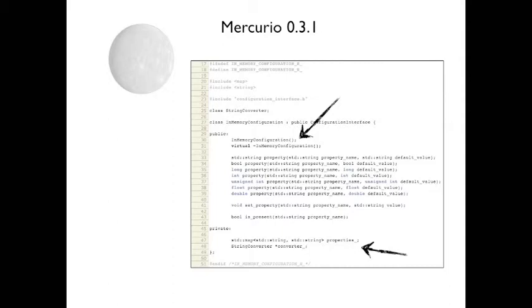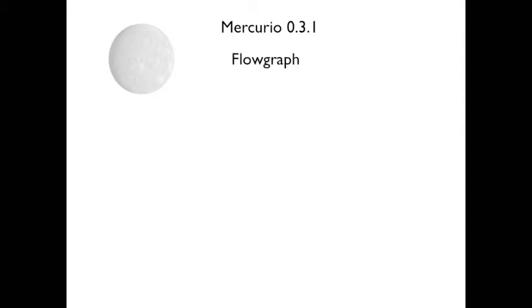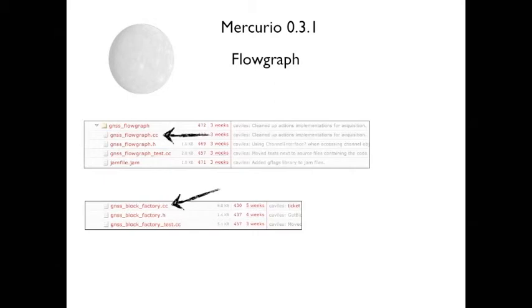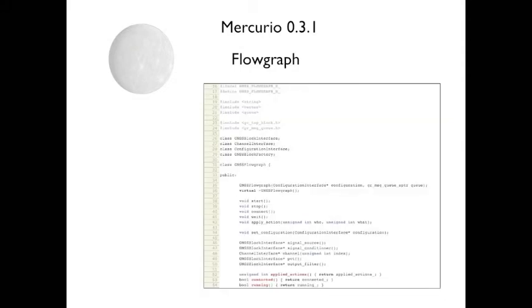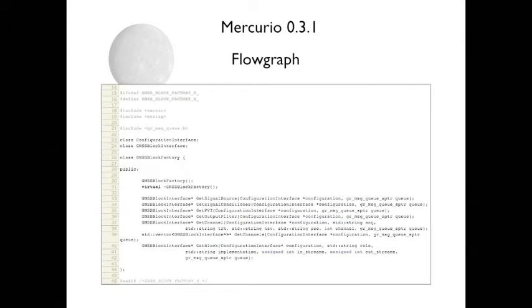The flow graph system is formed by the GNSS flow graph class, the GNSS block factory, and a set of GNSS block implementations. The GNSS flow graph defines a public interface to start, stop, connect internally, and to apply actions to the configuration of the flow graph. The GNSS block factory is used internally by the flow graph to instantiate modules. The factory offers public methods for that.